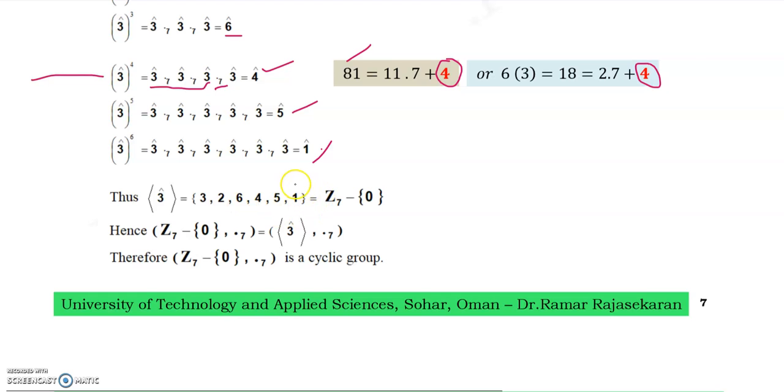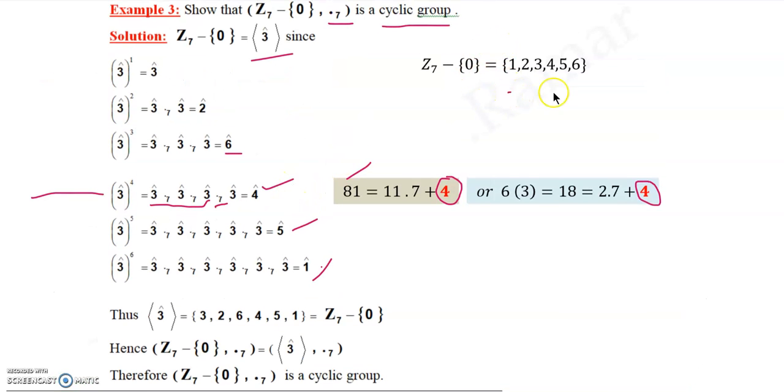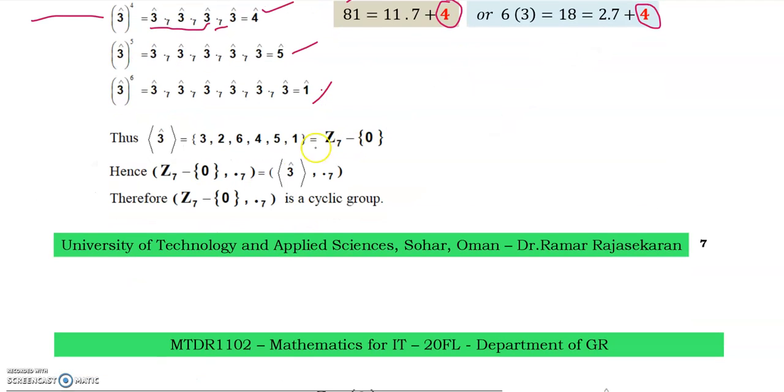This is nothing but equal to your set. So what is the set? 1, 2, 3, 4, 5, 6. So Z7 minus 0 is equal to this. That's why we confirm that this number 3 generates all these elements, which is equal to the set. Therefore this is the generator. We can confirm that Z7 minus 0 with multiplication modulo 7 is a cyclic group, no doubt.